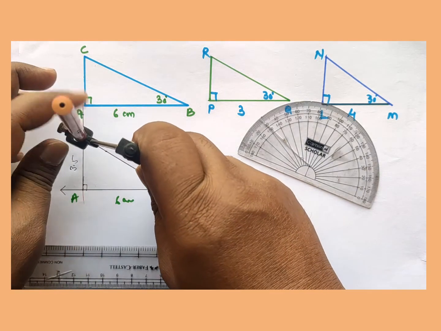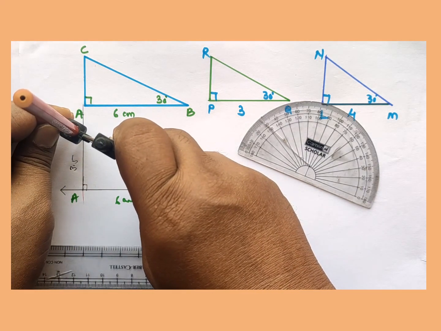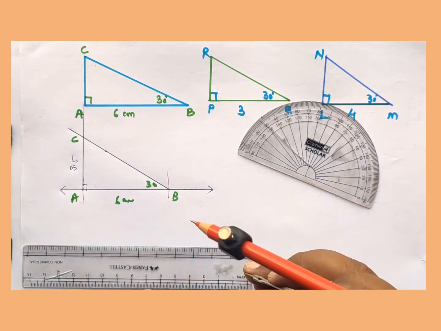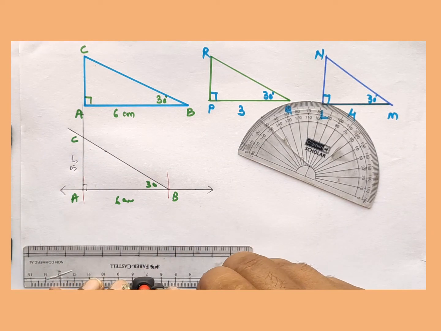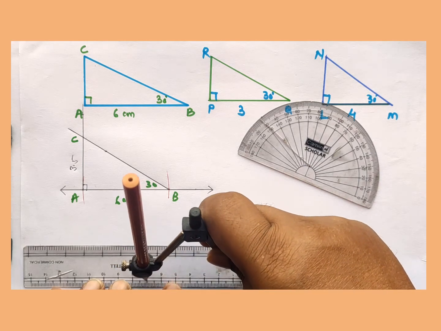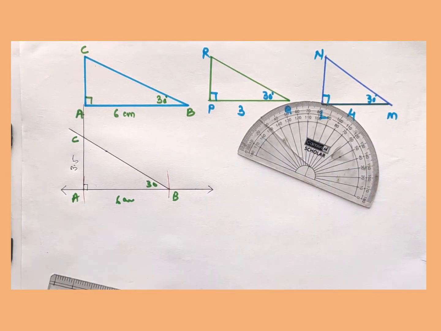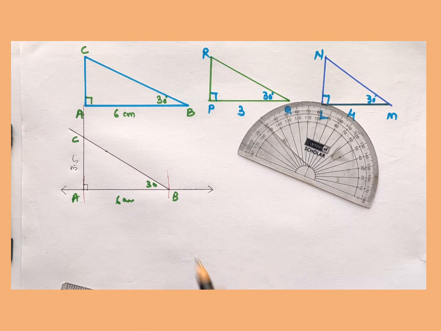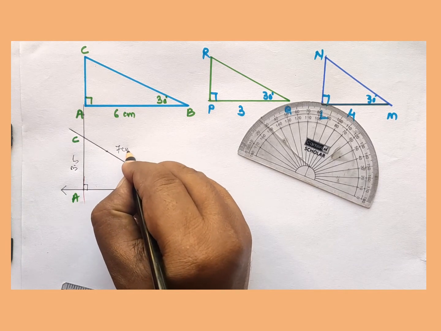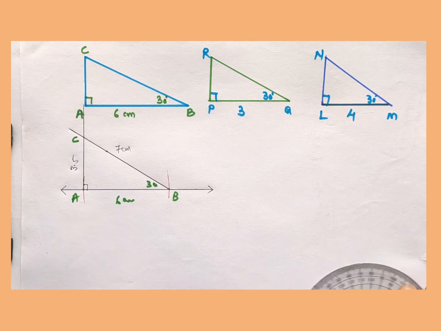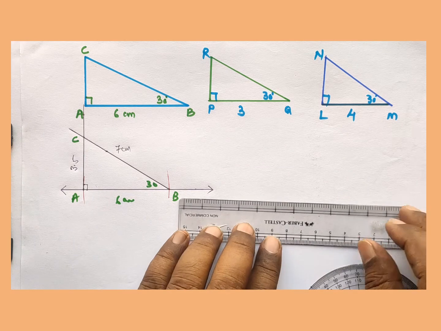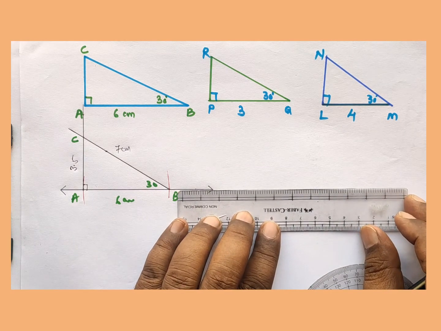Let us check CB. We need the length of all the sides in a right angle triangle to get the appropriate ratios. See, 7 centimeter. So this one is your 7 centimeter. Got it? Let us go for the second one. You may extend this same line, there is no issue.